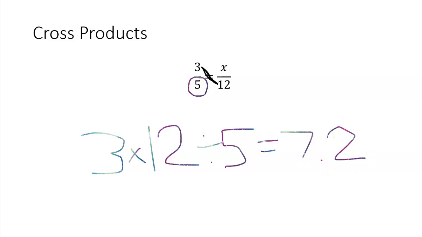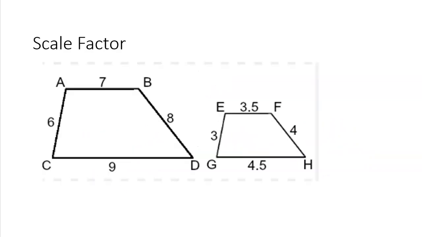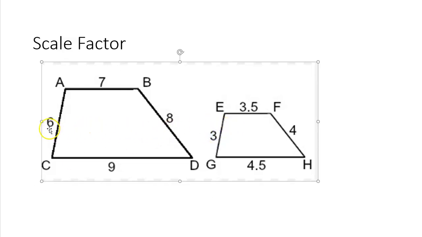Cross products. Now, let's talk scale factor. If we have two shapes, and we made one shape bigger than the other, then we can look for the scale factor. Sometimes you can just spot it by looking at it. Sometimes you need to do a calculation. So right here, I looked here. This is 3. That's 6. 4, 8, 4.5, 9, 3.5, 7. What's going to be the relationship between these?